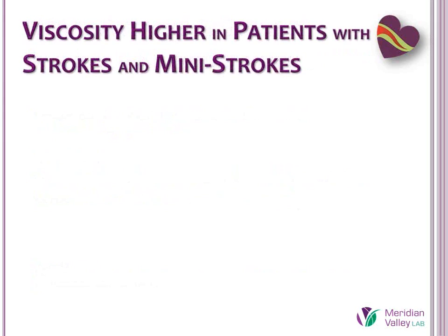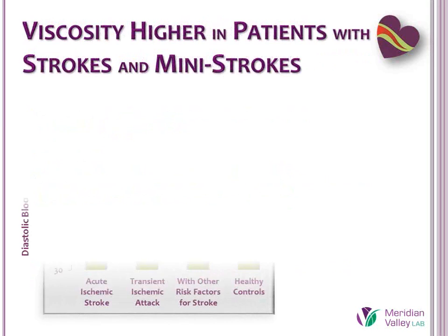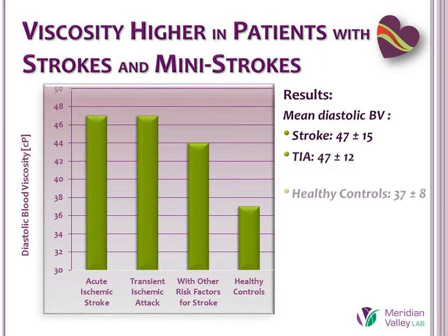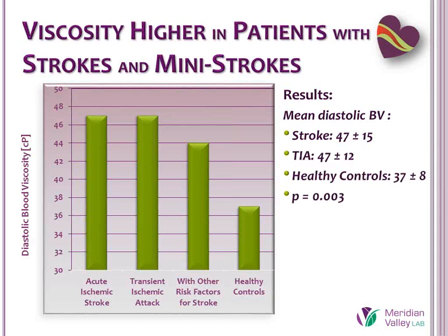And in this study of 430 patients, they were grouped into 4 categories: acute ischemic strokes, TIAs, other stroke risk factors, or healthy controls. Remember I said that a 20% increase in blood viscosity is clinically significant. A 20% increase in blood viscosity over the healthy control level takes it up to the level of those with stroke risk factors. A 25% increase takes it to 46.25, nearly at the level of those with strokes and TIAs.